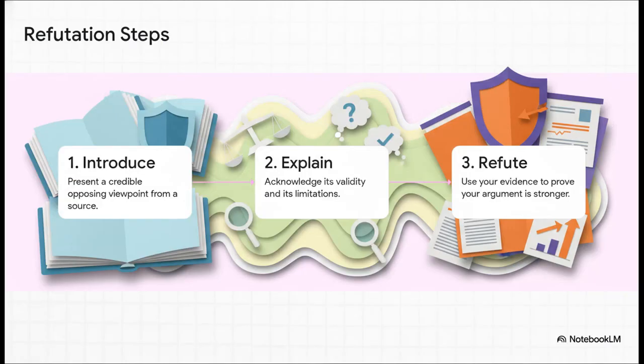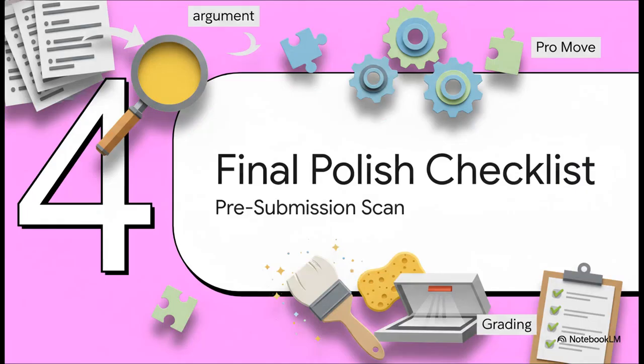So what does a strong counterargument actually look like? Well, it's a simple 3-step process. First, you introduce a credible opposing view. Don't pick a weak one. Engaging with a strong opponent makes you look even better. Second, you explain their perspective fairly. Acknowledge where it's valid, but also point out its limits. And finally, you pivot back to your own argument, using your evidence to show why your position is ultimately the more convincing one.